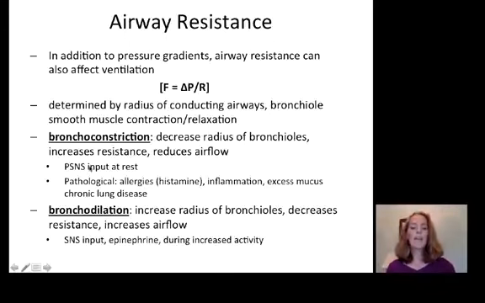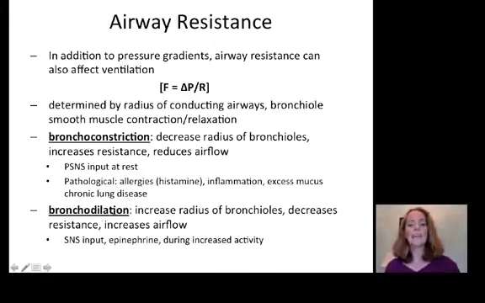This happens normally at rest as the body is just kind of conserving. So the parasympathetic input at rest will cause bronchoconstriction. There is also pathological bronchoconstriction that can happen during inflammation, during allergies with the release of histamines, with excess mucus production in chronic lung disease.